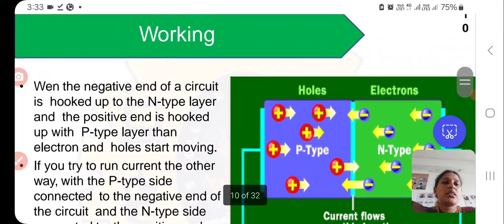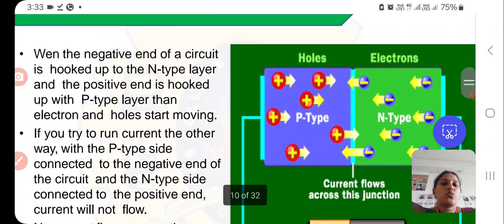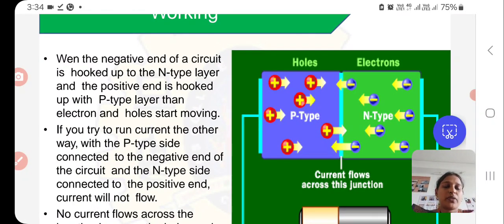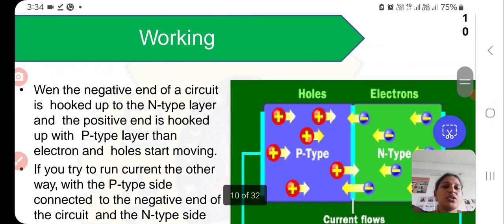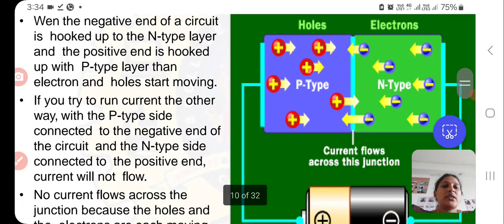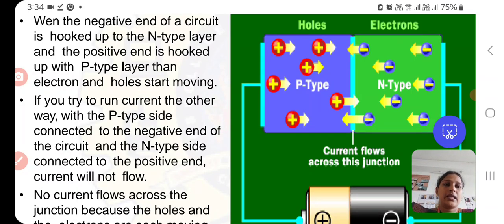Next we'll see the working. The working is very similar to an ordinary PN junction diode. When the negative end of a circuit is connected to the N-type layer and the positive end is connected to the P-type layer, then the electrons and holes start to move. If you try to run current the other way, connecting the positive to the N-type material and negative to the P-type material, then the current will not flow.